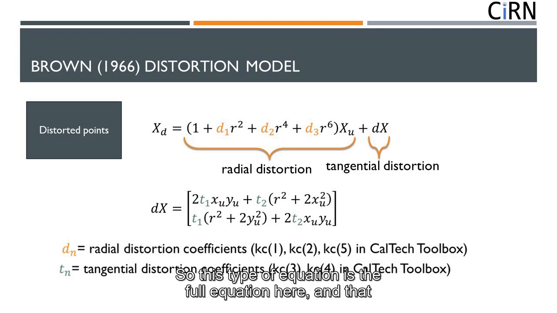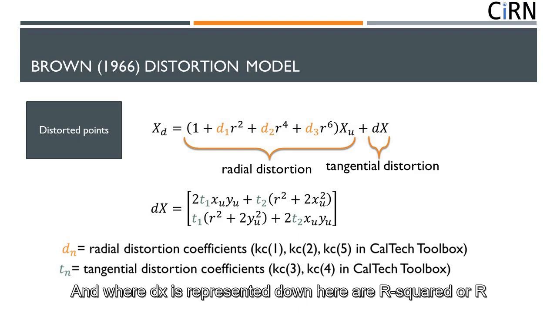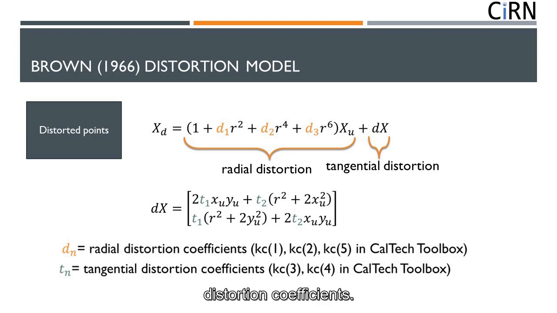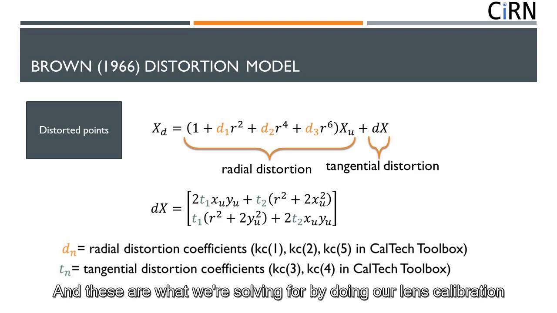This top equation is the full equation that accounts for radial distortion and tangential distortion, where dx is represented down here. Here r squared is the radius of those normalized pixel coordinates, and these colored variables are the actual radial and tangential distortion coefficients. These are what we're solving for by doing our lens calibration.